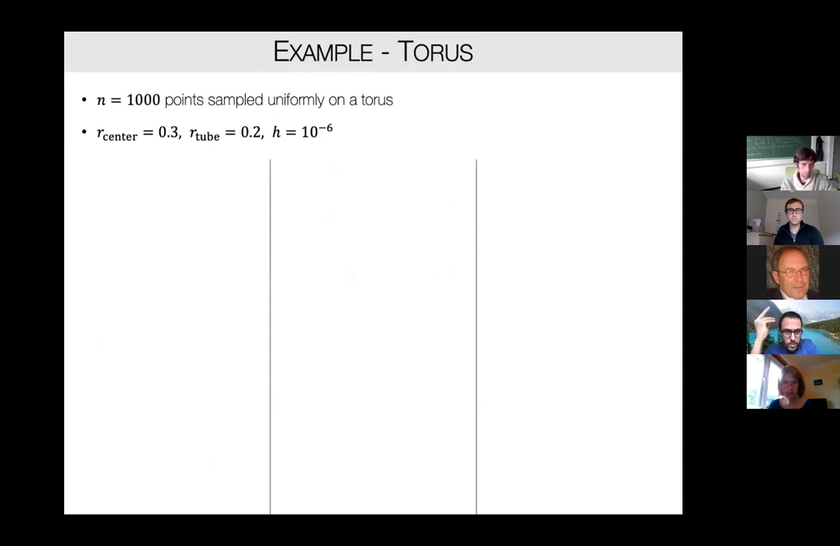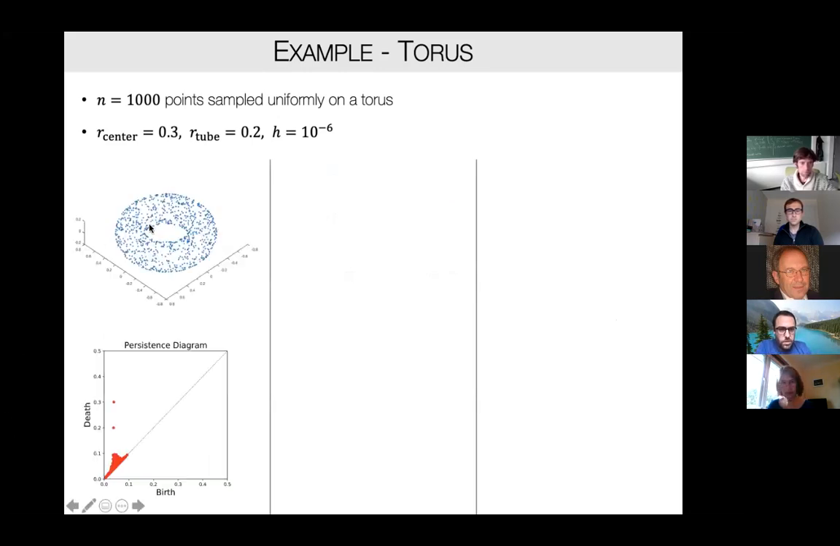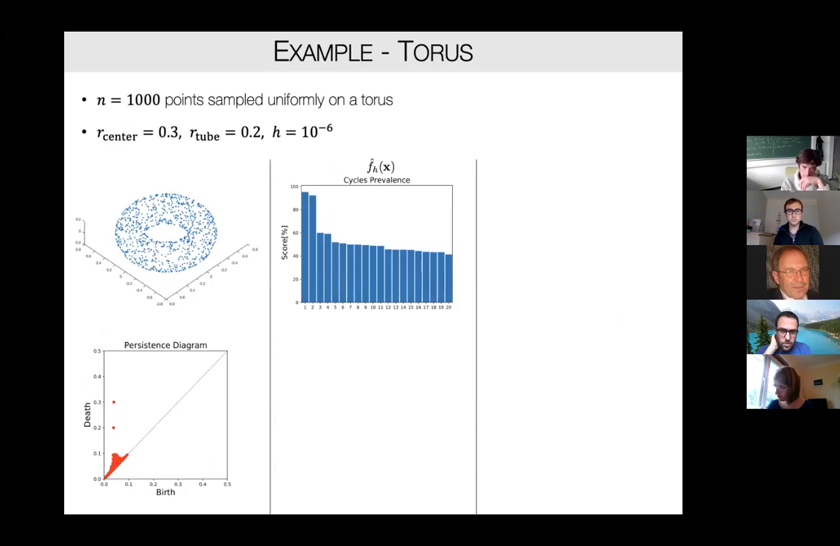So the next example we took is a two-dimensional torus with 1,000 points. So this is the sample, this is the diagram. Here there are enough points so that the persistent diagram itself is very informative. You see the two 1-cycles that you expect to see in a torus. And then these are our scores. So you see, we take all the cycles that we see in the persistent diagram. For each of them, we assign this prevalence score. And you see that there are 2 cycles that have a very high prevalence score, and the others are much lower, and they stand out.